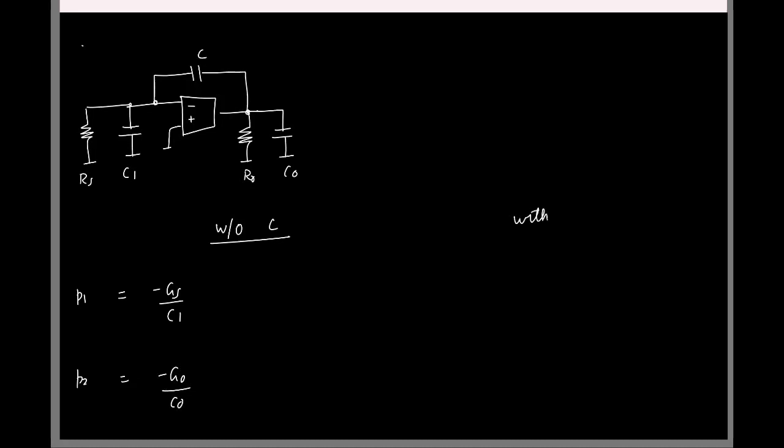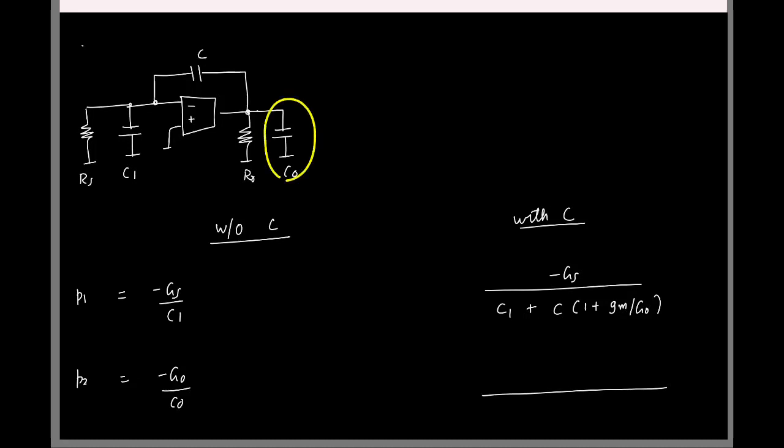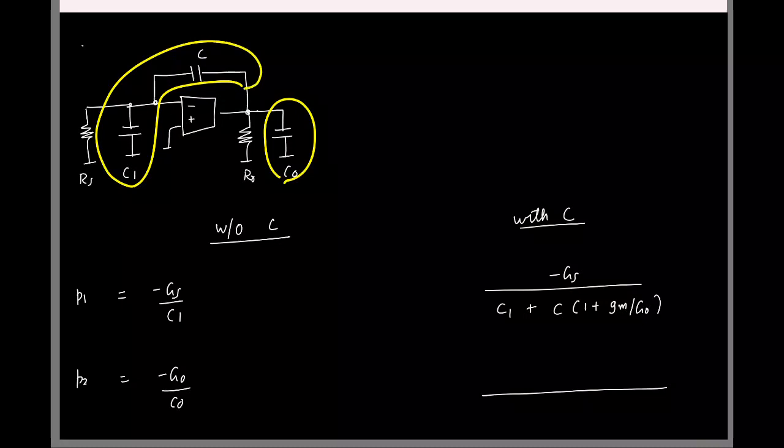So now the moment we added C, what is the first pole here? We just saw it, right? So we'll have the conductance minus GS. The capacitance is going to be the existing capacitance C1 plus this guy multiplied by the DC gain of the amplifier we have, which is C times G0. Now similarly, for the second pole we'll write the capacitance as C0 in parallel with these two fellows.